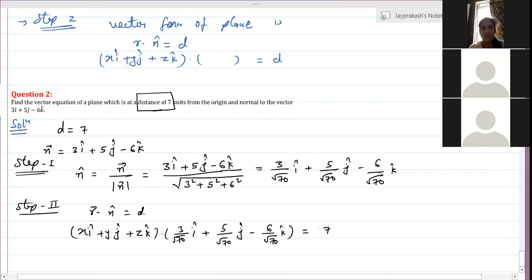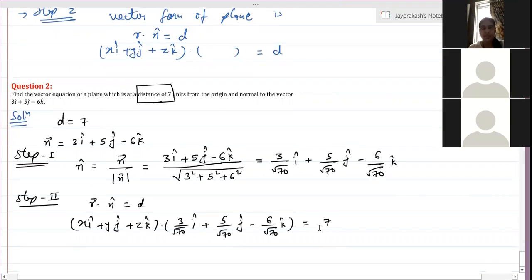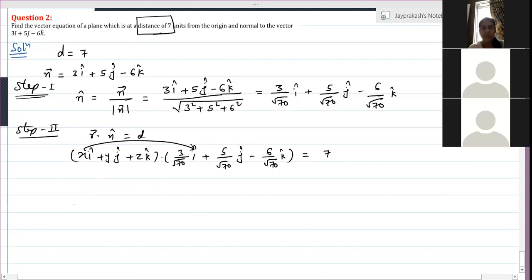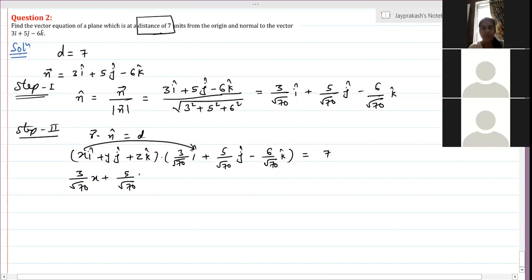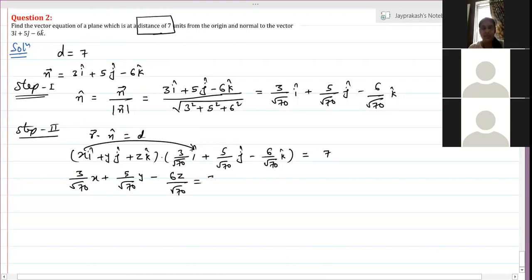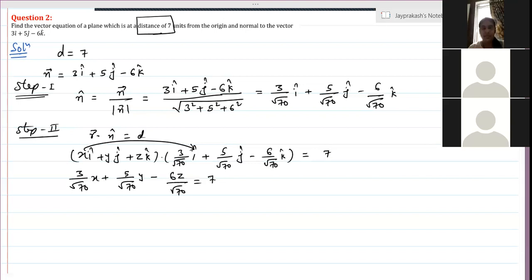So now we need to find the dot product. So what is i dot i? It will be 1. Yes, sir. So the first term multiplies with i, so it will be 3 by root 70 x. Then next one is 5 by root 70 y, minus 6z upon root 70 equals 7. So this is the vector form of the equation.